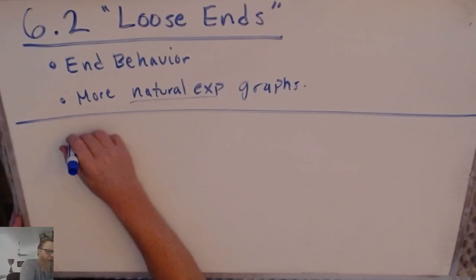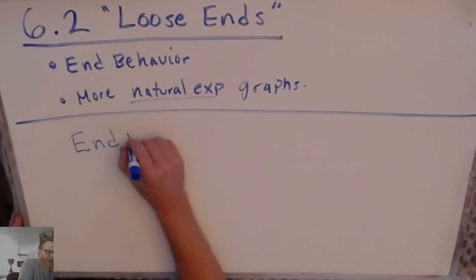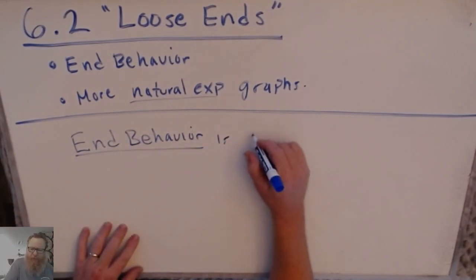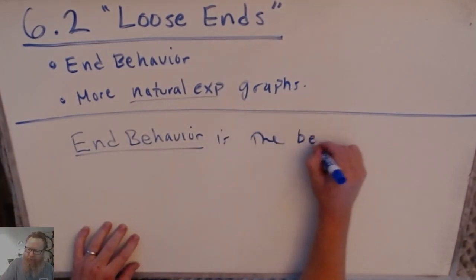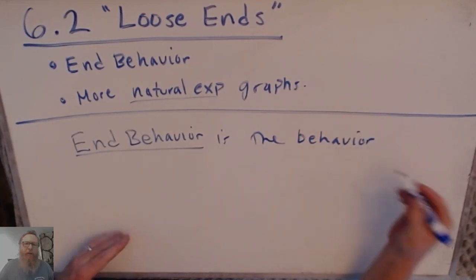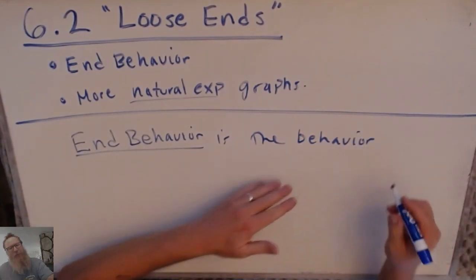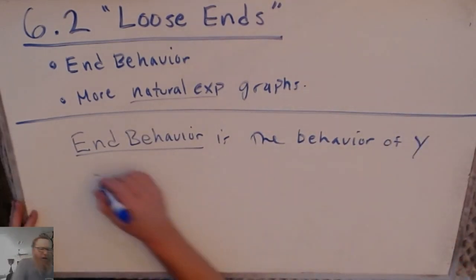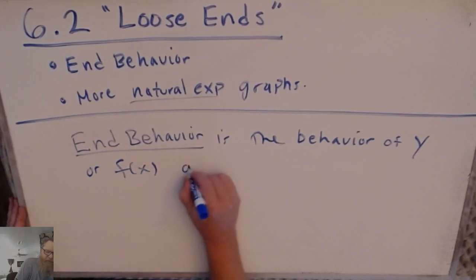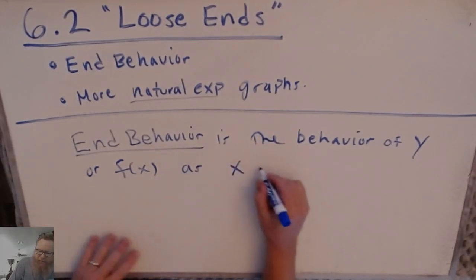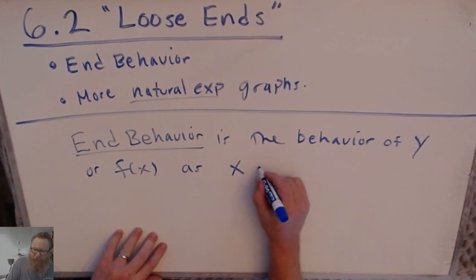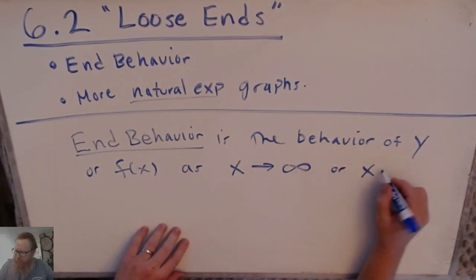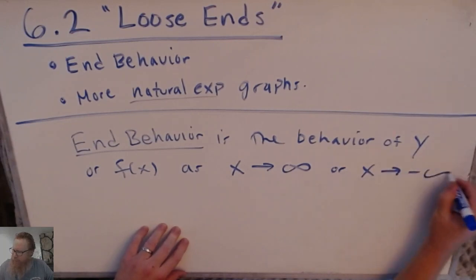So first of all, let's just talk about what end behavior is. End behavior is the behavior at the end. Well, that's sort of what it is. The behavior of y, or f of x, as x approaches infinity or as x approaches negative infinity.